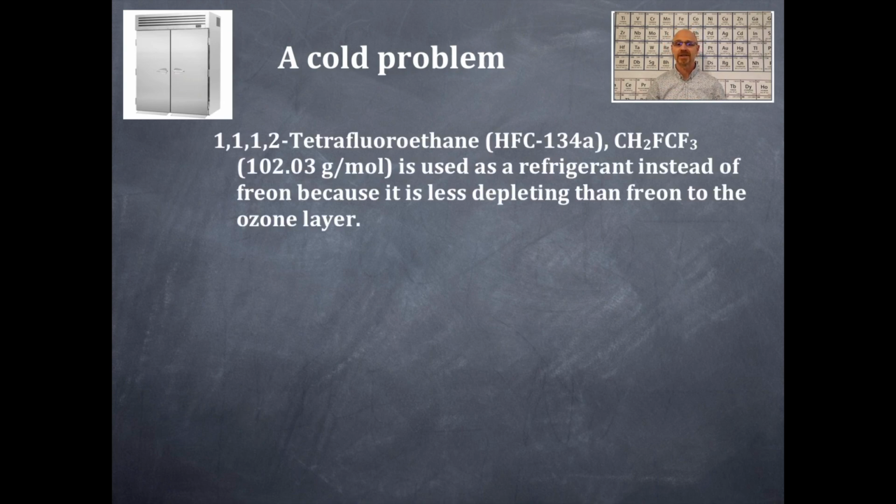Today we're having a very cold problem. So 1,1,1,2-tetrafluoroethane, which is HFC-134a. The formula for this is CH2FCF3. It has a molar mass of 102.3 grams per mole. It is used as a refrigerant instead of Freon, because it is less depleting than Freon to the ozone layer.